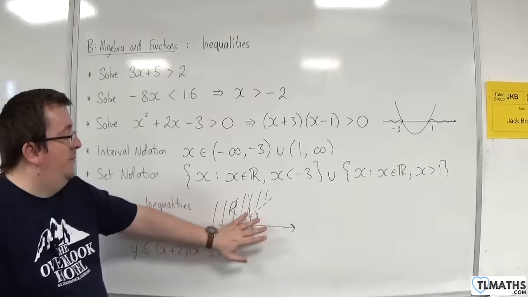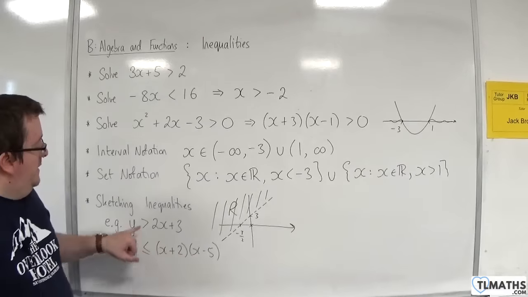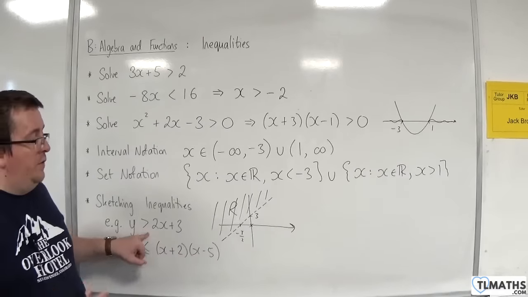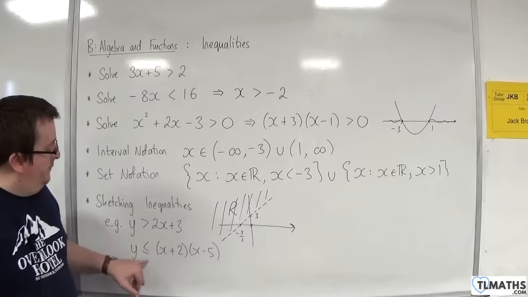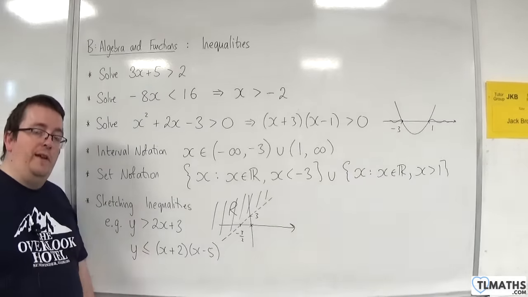So you should be able to deal with that for linear and quadratic inequalities. If it's greater than or less than, then you've got the dashed line or the dashed curve. And if it's less than or equal to or greater than or equal to, then it should be a solid line or a solid curve.